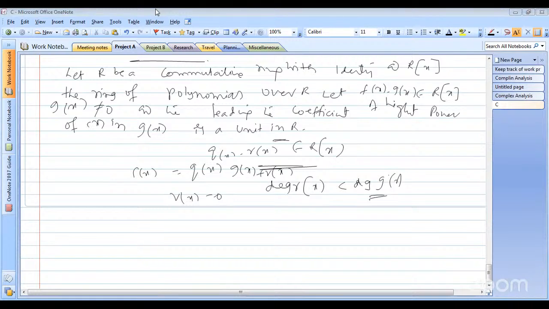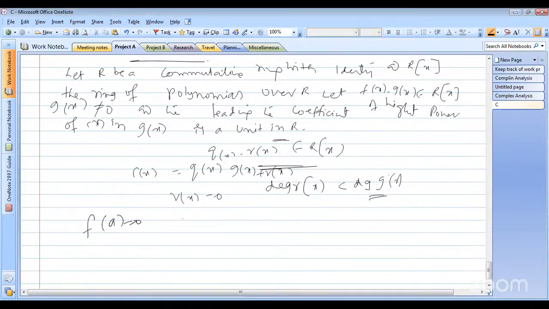So the degree of r(x) is less than the degree of g(x) we are taking here. So therefore, we are taking here r(x) equal to 0. As a consequence of the division algorithm, we can derive that an element a of R is a root of the polynomial f(x) if and only if x minus a divides f(x).